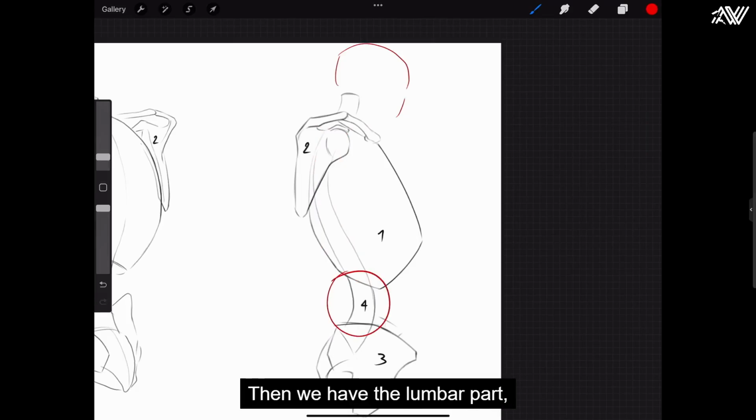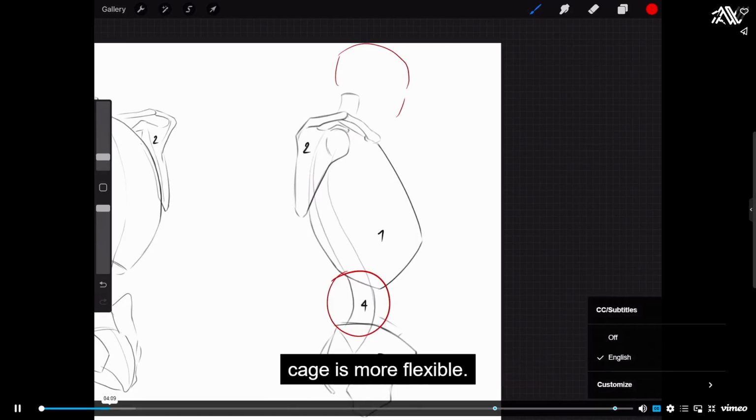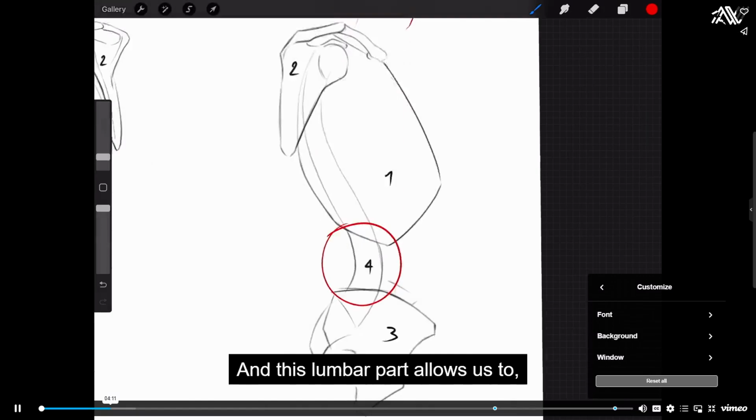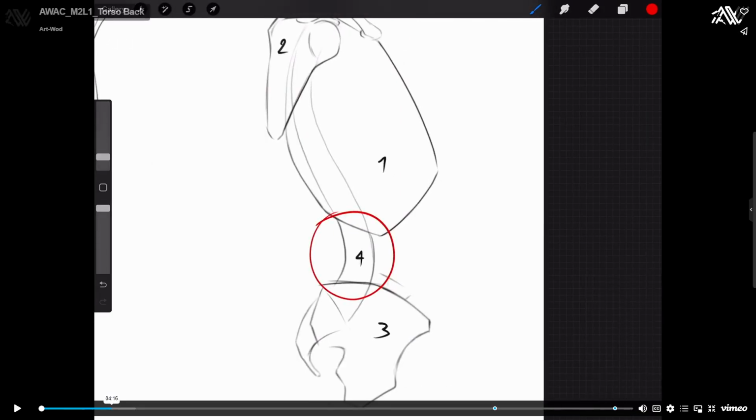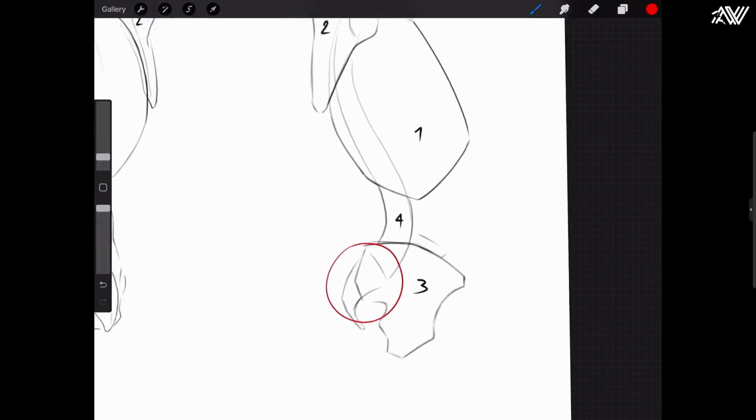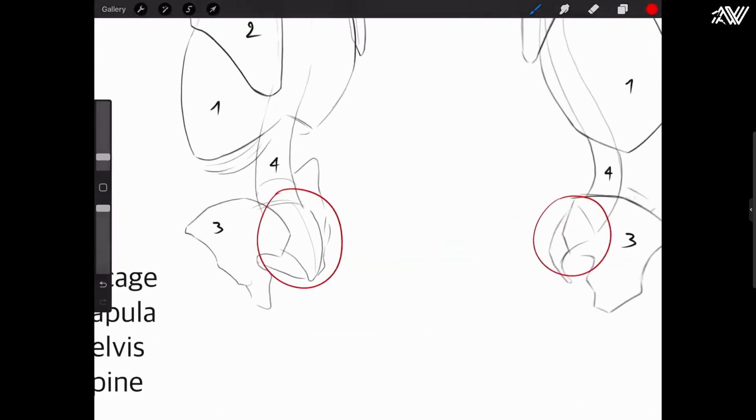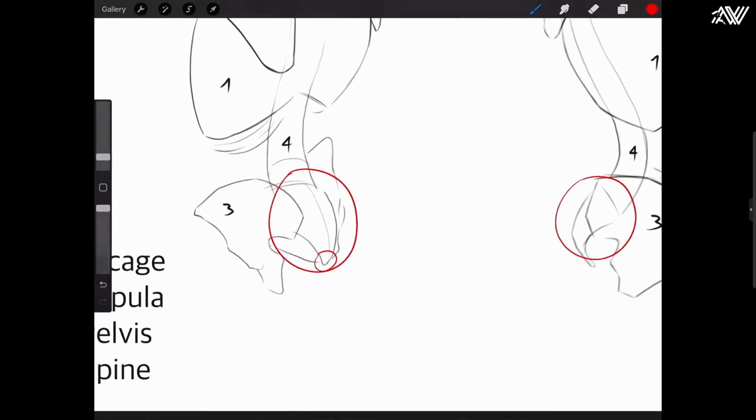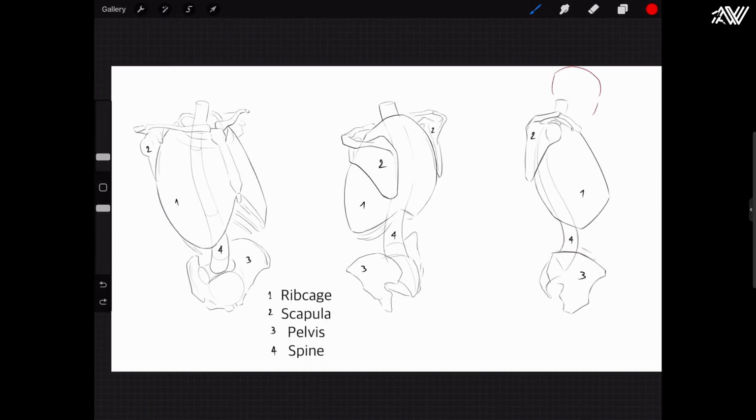Then we have the lumbar part, which is also, again, a very flexible part. So everything that's not attached to the rib cage is more flexible. And this lumbar part allows us to either twist our bodies or bend our bodies forward and keep everything in place. And of course, it literally connects the rib cage with the pelvis. And then the sacrum wedges in between our pelvis at the rear, as you can see here, and it ends in the coccyx, which is basically our tailbone. And so those are the four major parts of the spine.